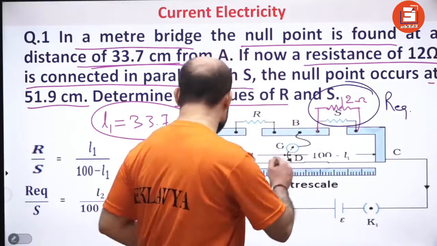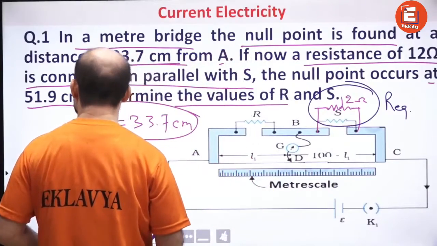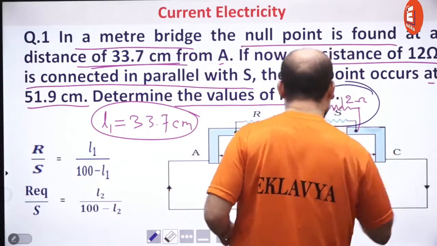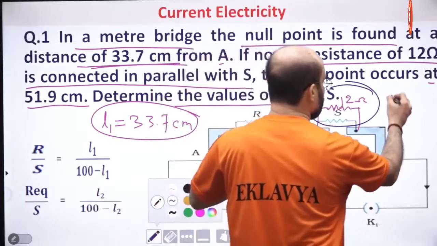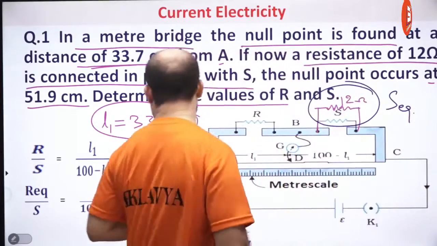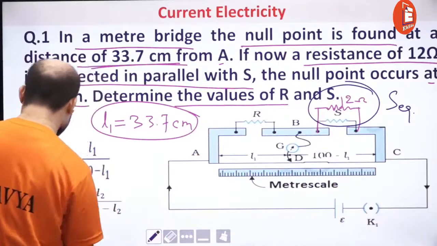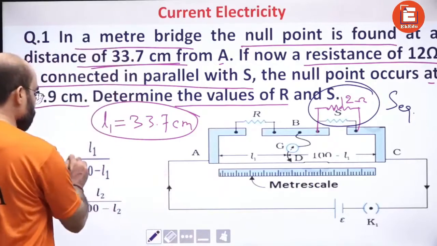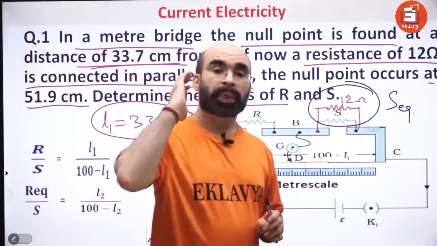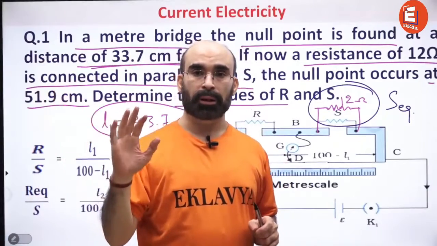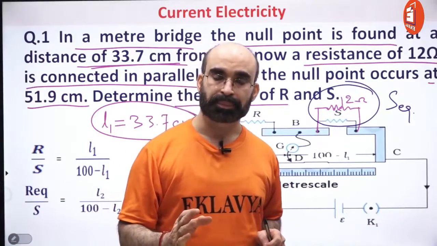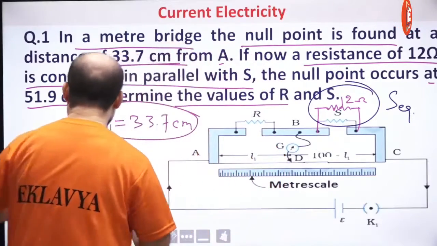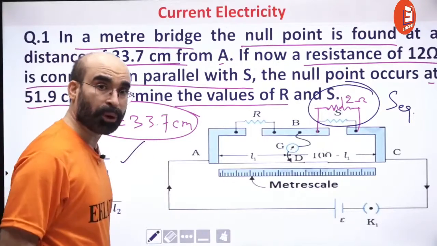Here it is S equivalent, because it is connected with S. So R by S equals, in case 1, L1 upon 100 minus L1. Mind it, when no additional resistor was connected, the balancing length was L1. So in that scenario, R by S equals L1 by 100 minus L1.